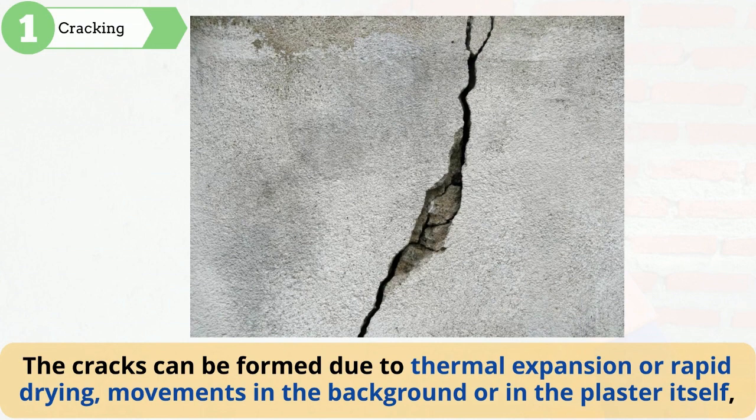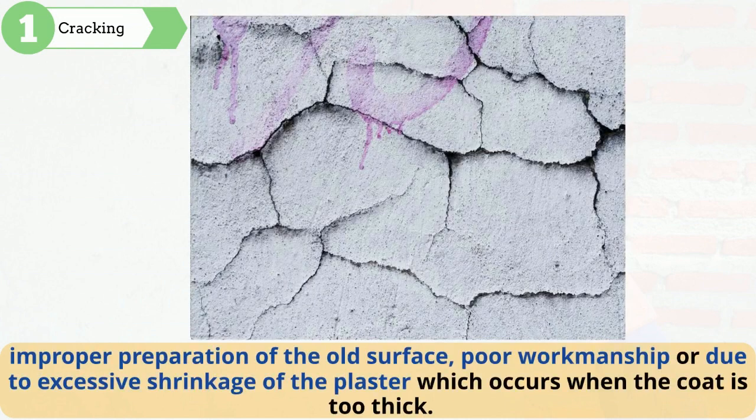1. Cracking. The cracks can be formed due to thermal expansion or rapid drying, movements in the background or in the plaster itself, improper preparation of the old surface, poor workmanship, or due to excessive shrinkage of the plaster, which occurs when the coat is too thick.